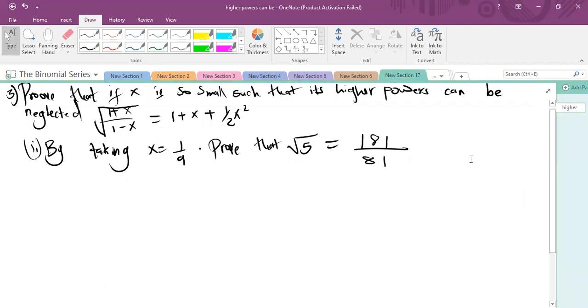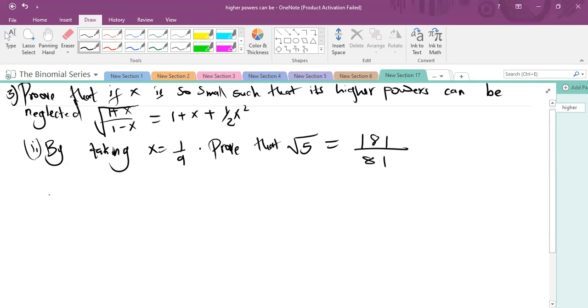Now, the questions which come in this form, you're being told to prove that if x is small, then this expression right here is equal to this. And after proving that, then by taking x equal to 1 over 9, prove that root 5 is equal to this. Now we've already seen how to go about expanding this and showing that it is equal to this. You just carry out the binomial expansion for this, neglecting x cubed and above, and you should get this. Now I want to show this second part. If you let x be 1 over 9, then prove that root 5 is equal to 181 over 81.